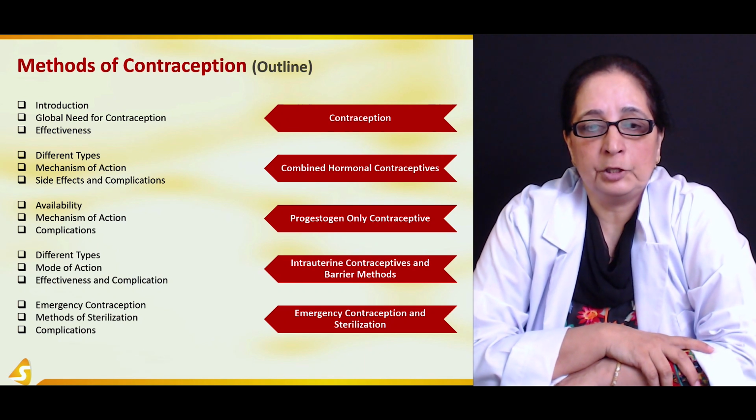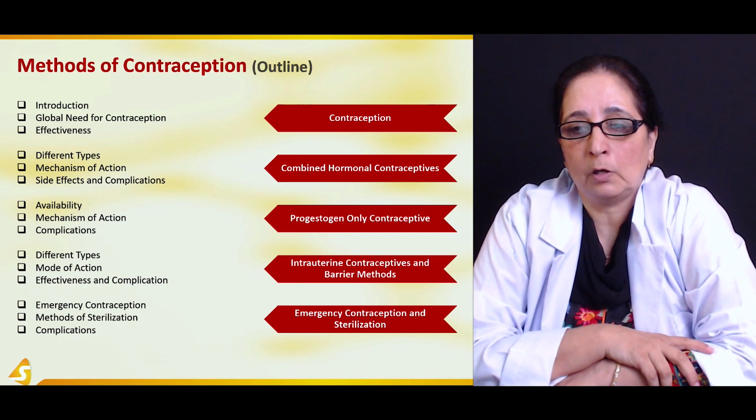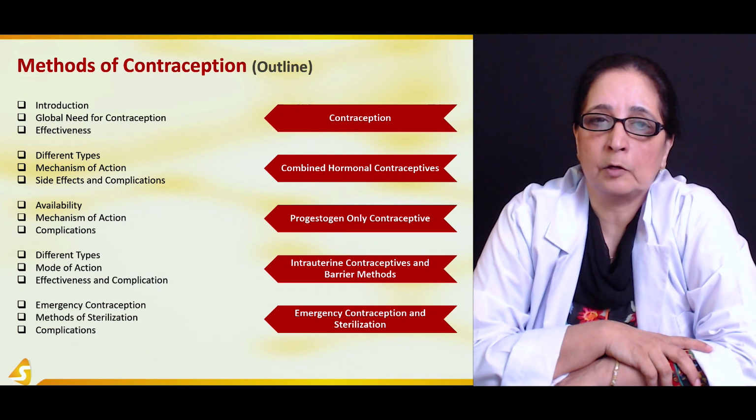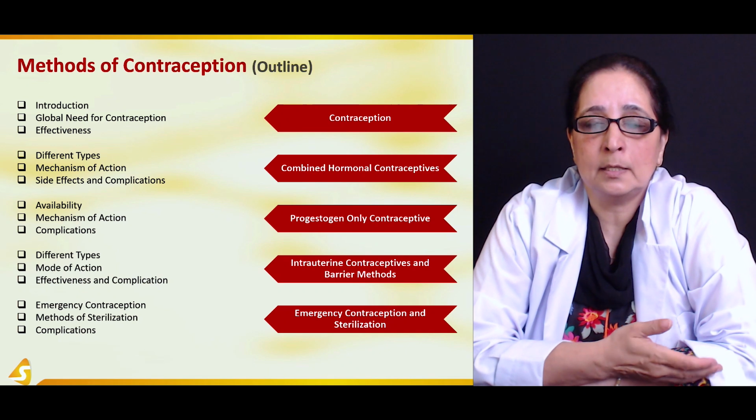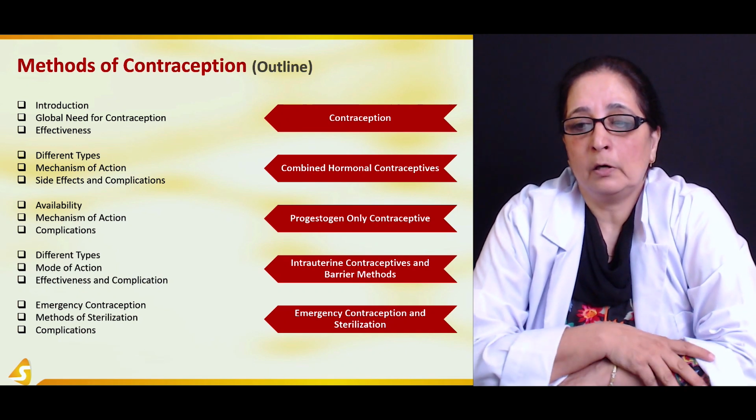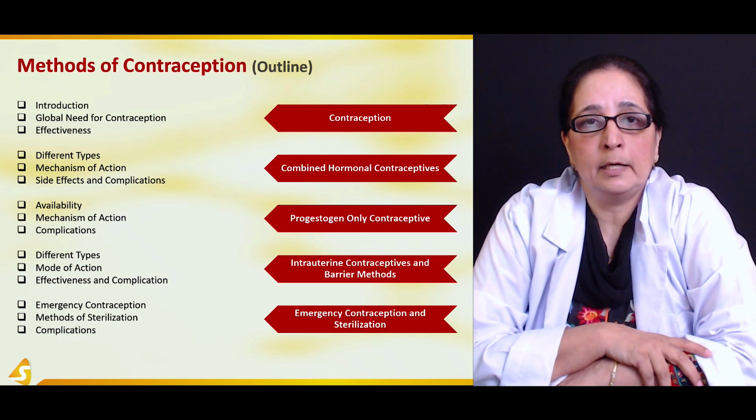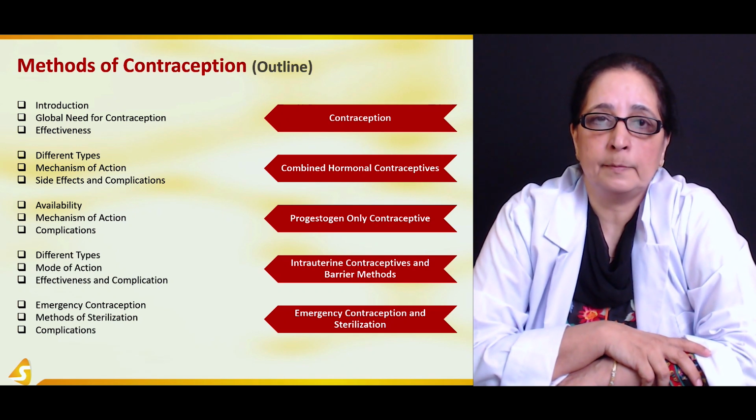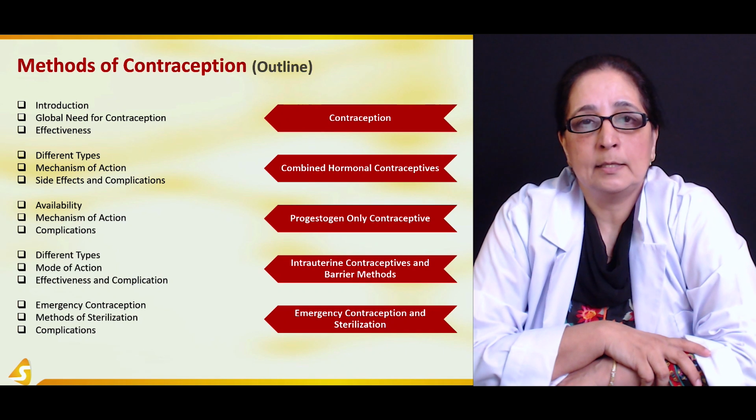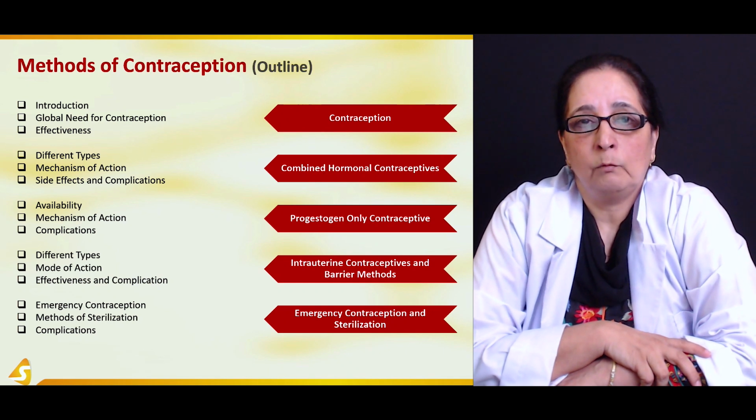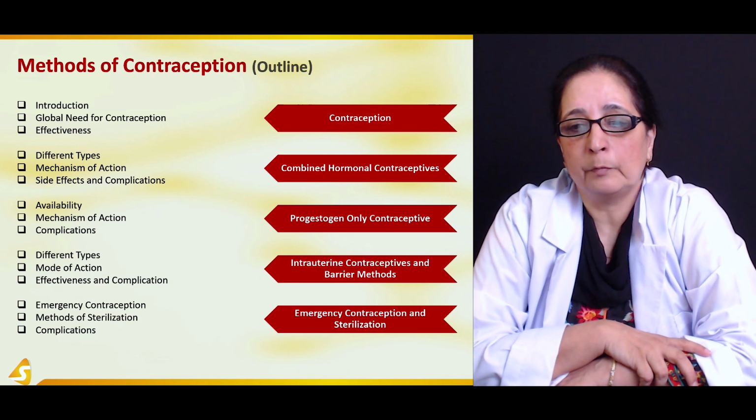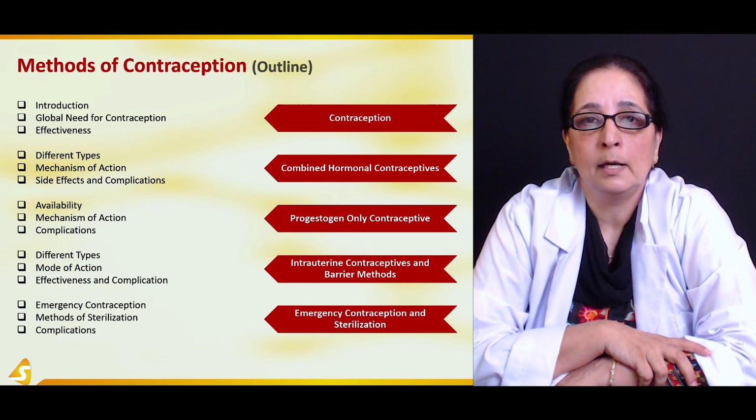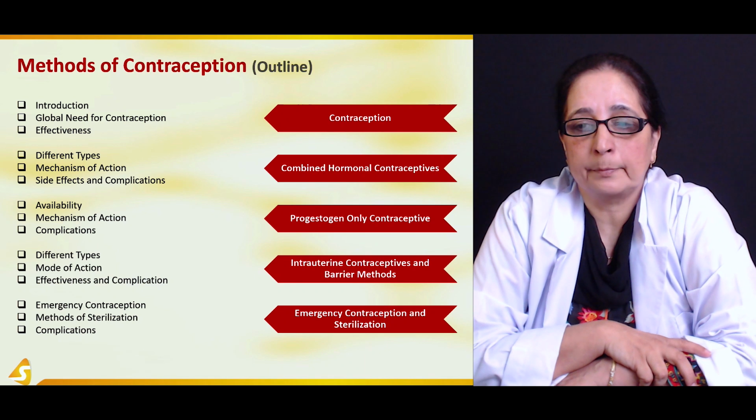In the last section of our lecture, we will talk about emergency contraception. As the name shows, if there is an emergency or if there is unprotected intercourse, then this contraception helps to avoid pregnancy by avoiding ovulation or by delaying the ovulation process. So that's why it's called emergency contraception.